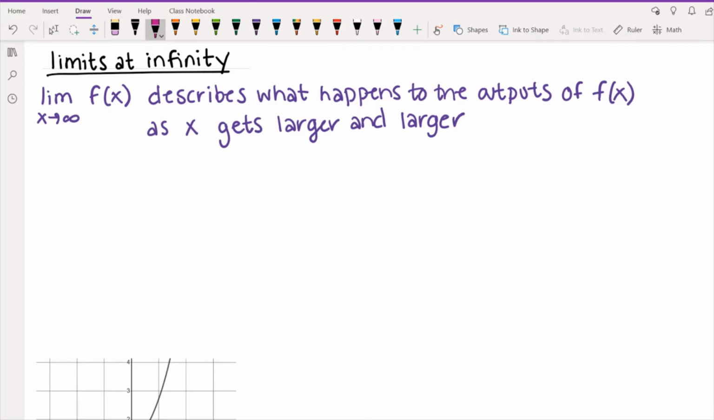And then if you're taking the limit as x approaches negative infinity of your function, well, that's basically the same thing, but now you're talking about x getting smaller and smaller.